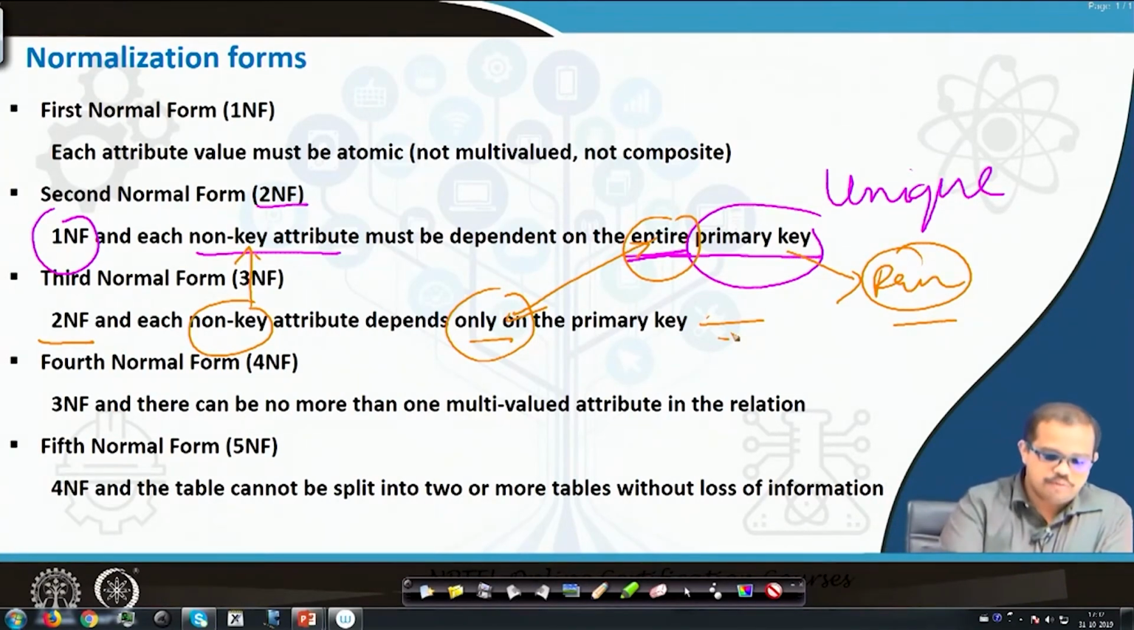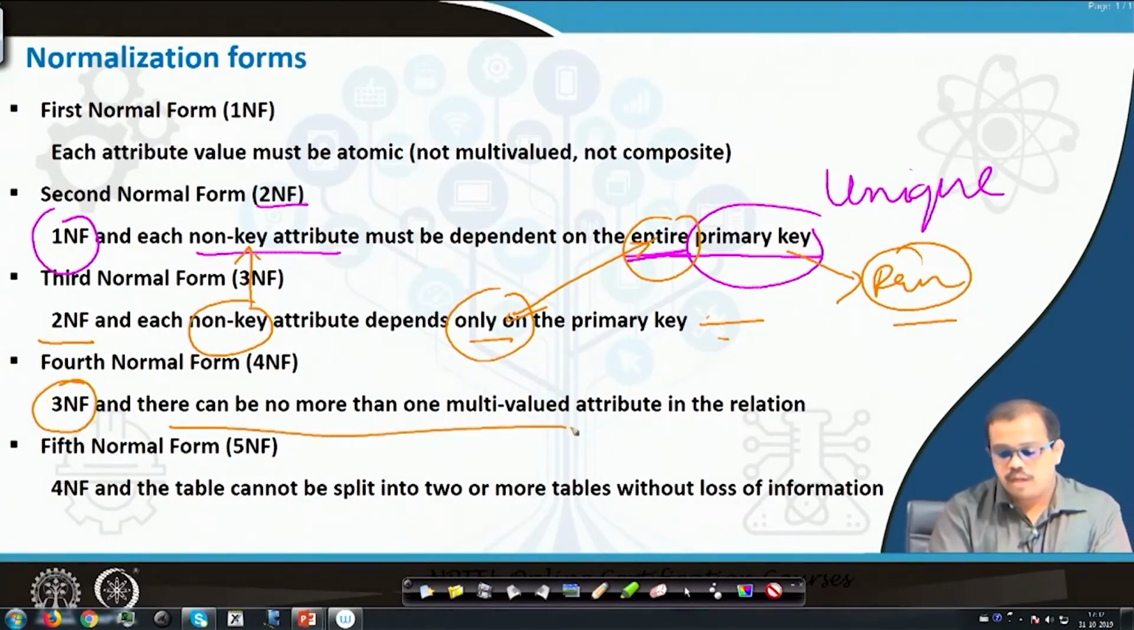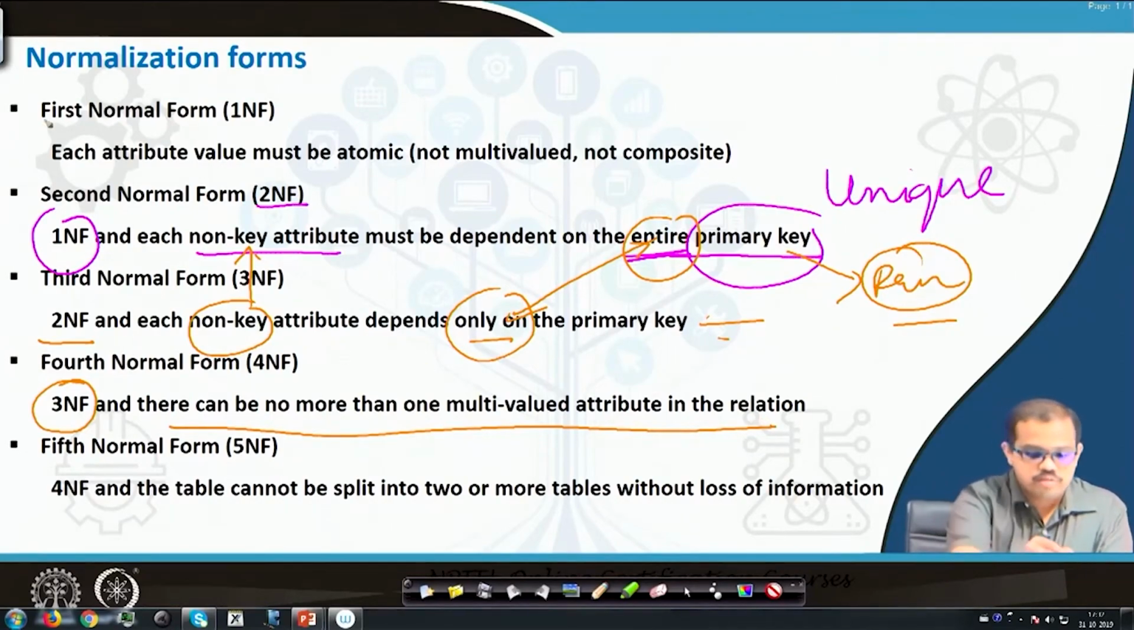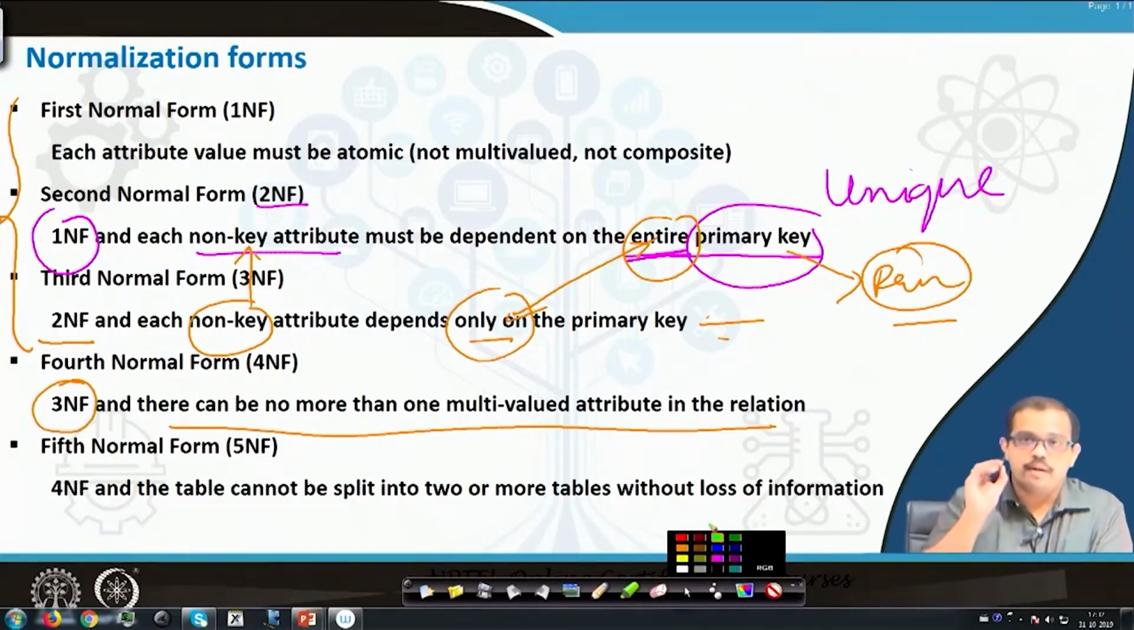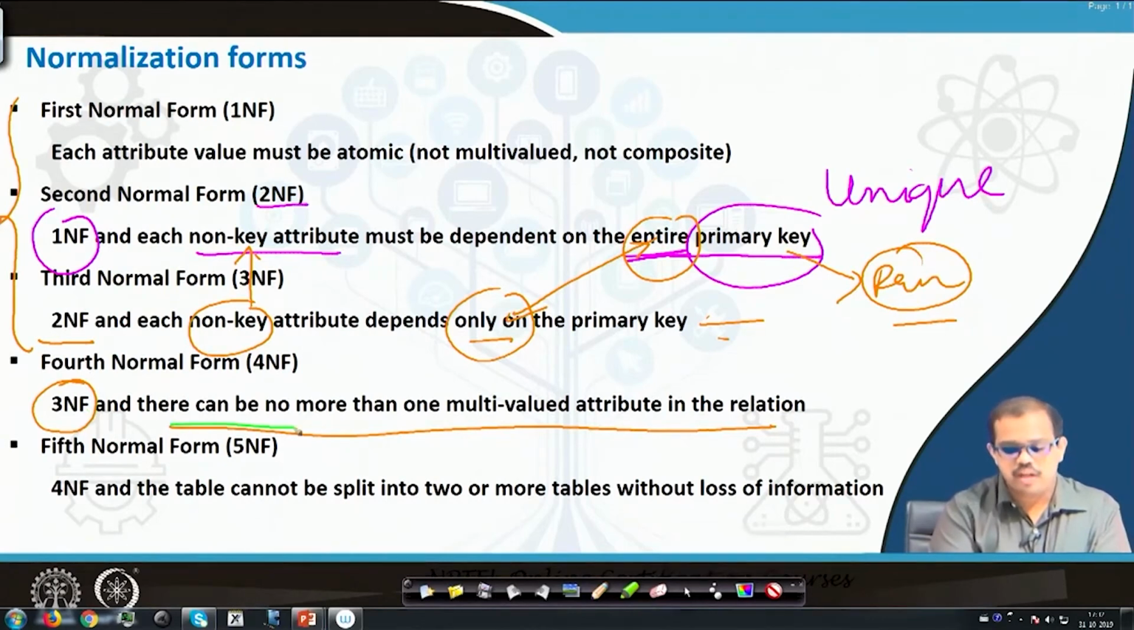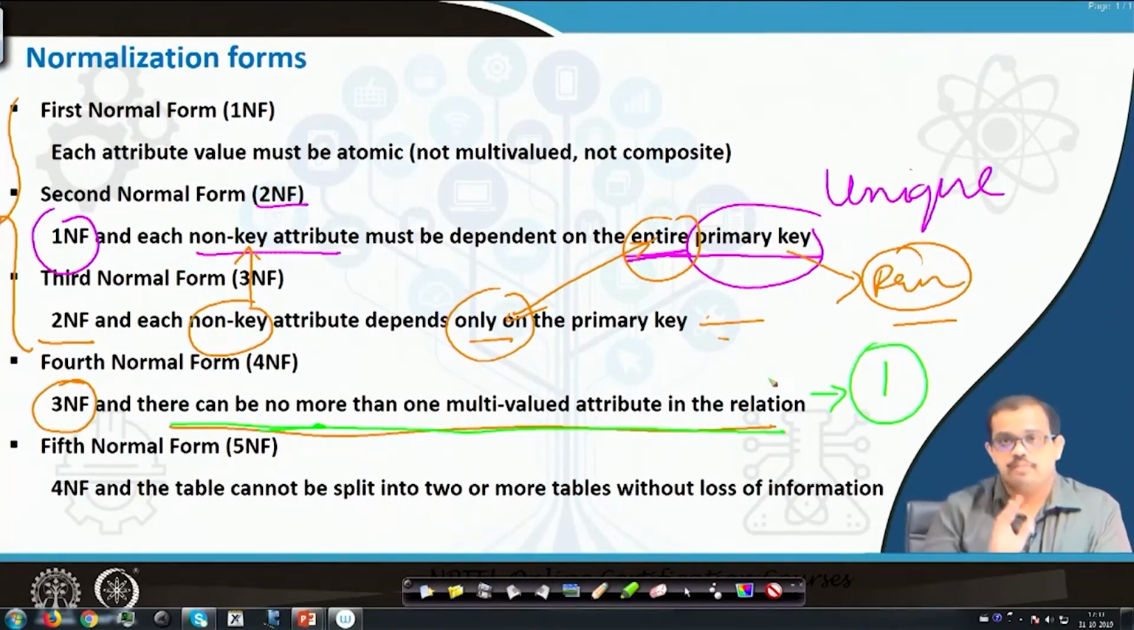Okay. So, now if you want to make it extremely organized, it means that you should have your data already in the third normal form for your fourth normal form, and there can be no more than one multi-valued attribute in the relation. Till here we did not have any kind of multi-valued attributes, but in the fourth normal form there can be no more than one multi-valued attribute in the relation. That is the fourth normal form.